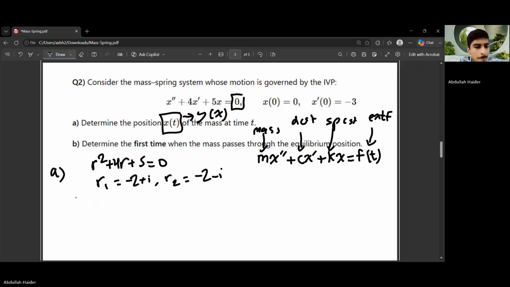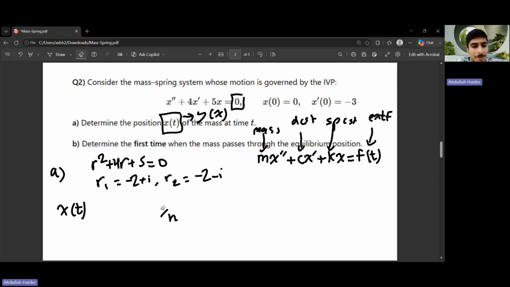Now, we used to write y of h first, but since we are given the equation in terms of x and t, we will write x of t. If there's something on the right side, if this is not a homogeneous equation, then we would first write x of h.